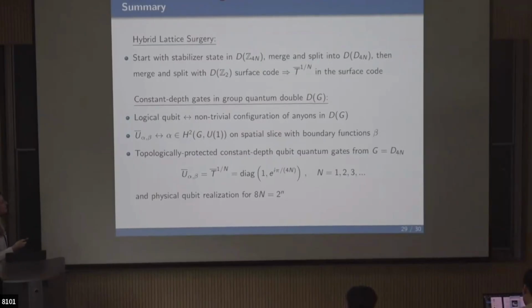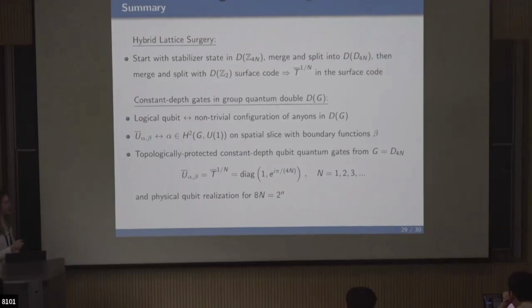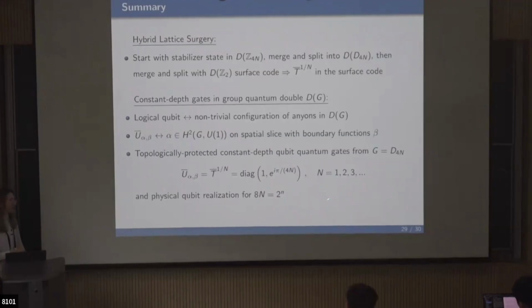Another procedure uses these automorphisms of group quantum doubles to perform constant depth gates. So whereas this one uses just nearest neighbor interactions, this one has constant depth gates. And the logical states are defined from these non-trivial configurations of anyons, while the logical operation comes from a group 2-cocycle with boundary counterterms. So we can get these constant depth topologically protected qubit gates, okay, which also admit a physical qubit implementation when the order of the group is a power of 2.